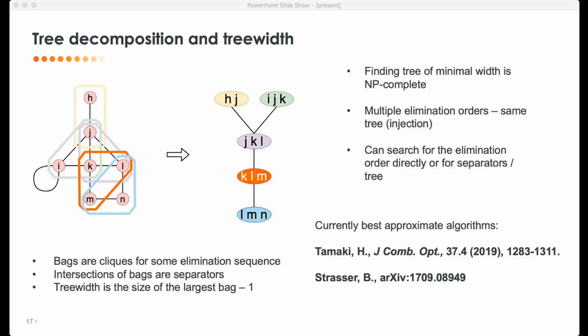Some facts about tree decomposition. Finding tree decomposition of minimal width is NP-complete, and this means that finding an optimal elimination order is also NP-complete. Multiple orders may correspond to the same tree. However, it is easy to extract some order from a given tree. The intersections of bags in the tree are separators of the initial graph, as I mentioned, and this latter fact gives rise to modern algorithms for searching minimal tree decompositions. Currently, the fastest algorithms for tree decomposition are presented in these two works cited on the bottom right.